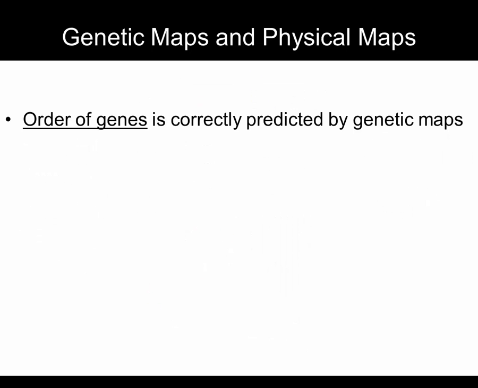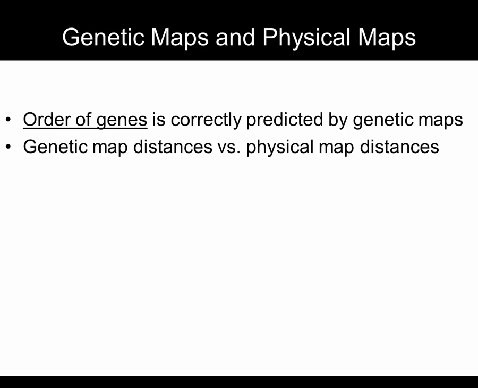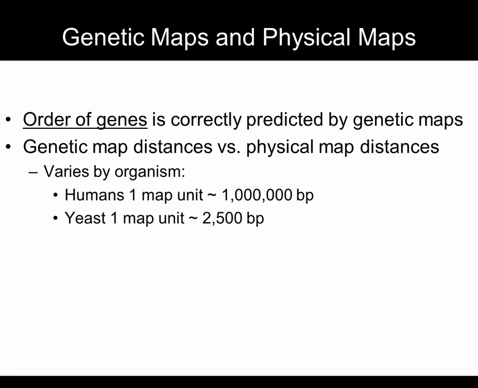These sorts of maps are good at telling us the order of genes, but there are some caveats to consider when relating these recombination frequencies to physical distances. For one, a map unit can mean very different things in different organisms. Later, when we establish DNA as the important molecule in chromosomes, we'll talk about distance in terms of base pairs, or bp. And a map unit in humans averages about 1 million base pairs, compared to a map unit in yeast of merely 2,500 base pairs.